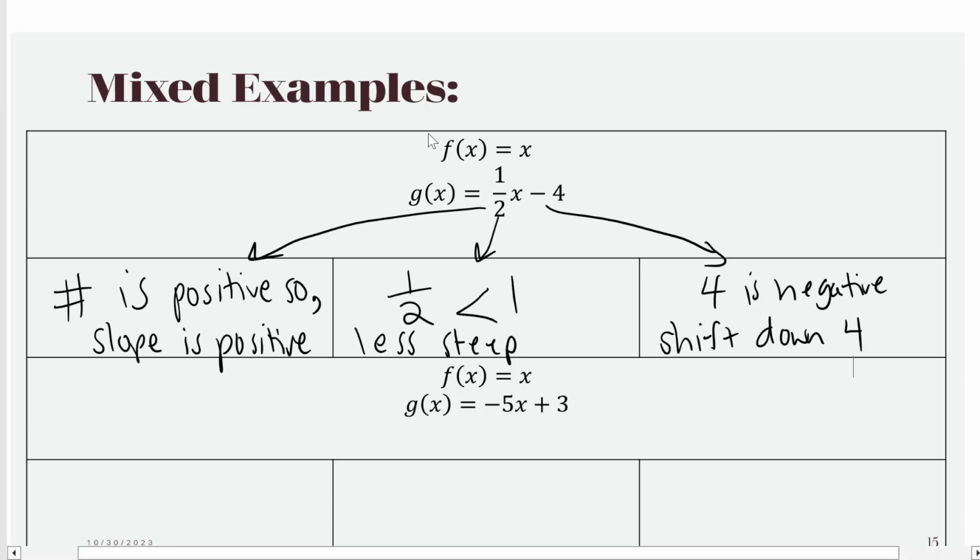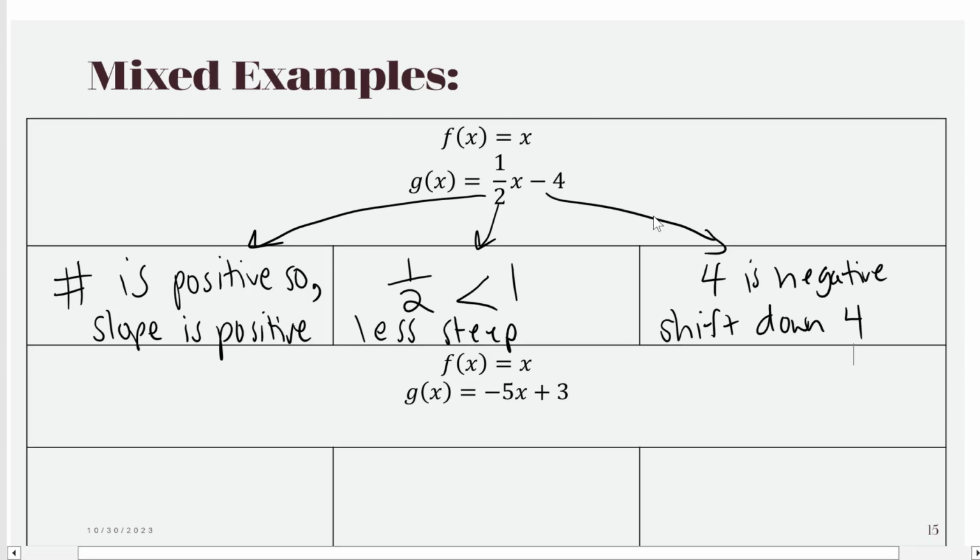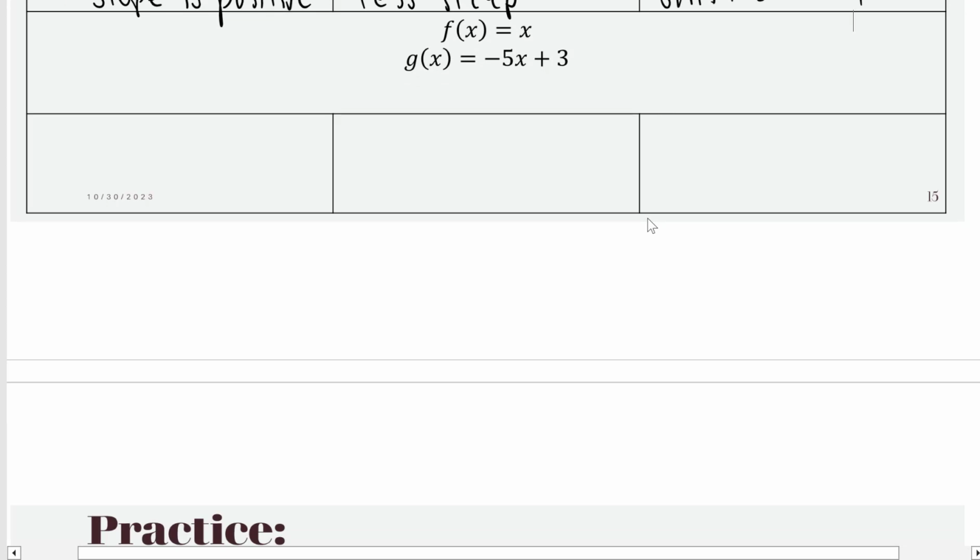So número enfrente, un mitad es positivo, so eso significa slope es positivo. Y un mitad es menor que 1, so eso significa es menos inclinado. Y -4 es negativo, so eso significa la gráfica necesita mover 4 espacios abajo. Now it's your turn to do the next example.